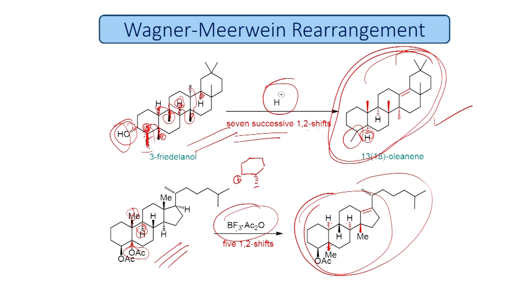You can see here, this reaction is stereospecific. Always the migration takes place from the opposite side to the leaving group. In this way, the reaction can be carried out stereospecifically.